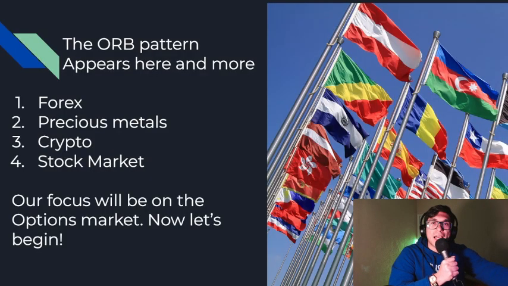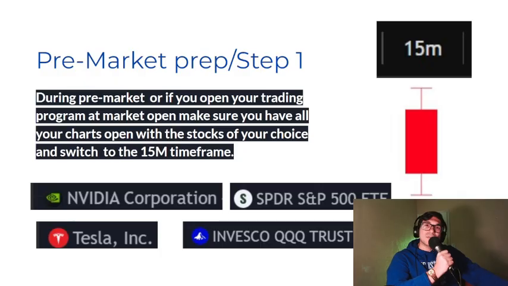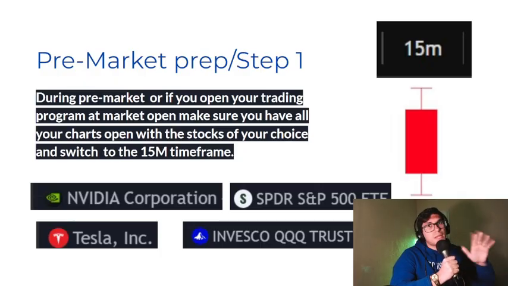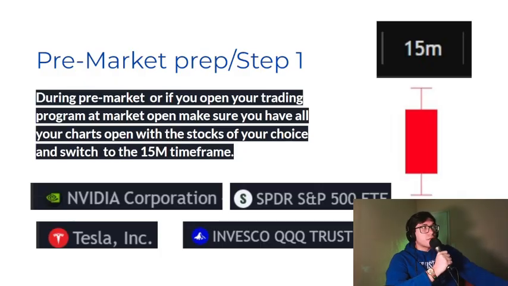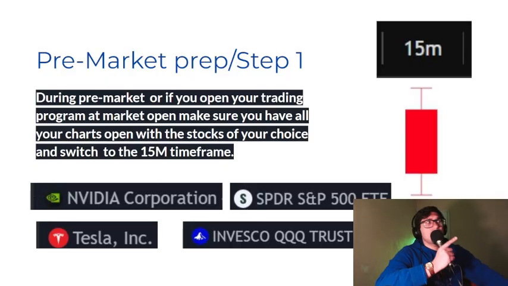Now, let's begin. The pre-market step, or step one, they're both the same thing. During pre-market, or if you open your trading program at market open, make sure that you have all your charts open with the stocks of your choice and switch to the 15-minute time frame. The four stocks that I trade primarily are Nvidia, SPY, Tesla, and QQQ.